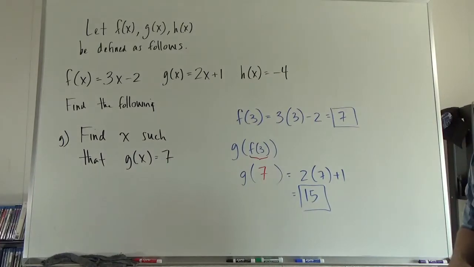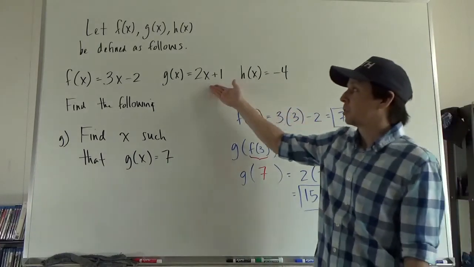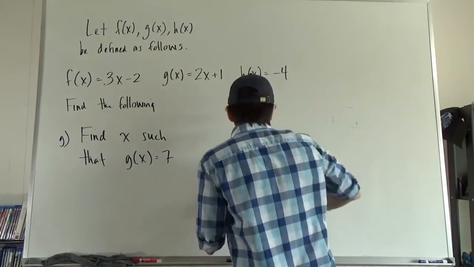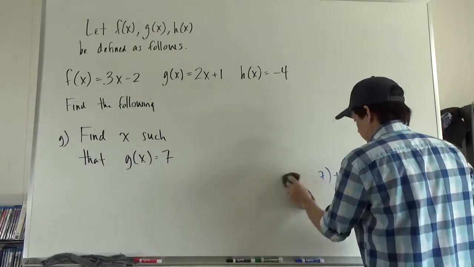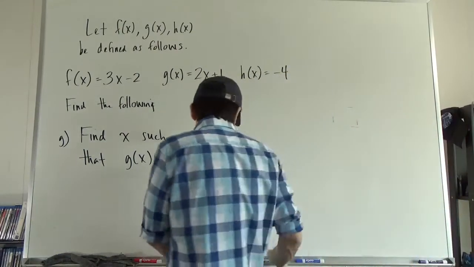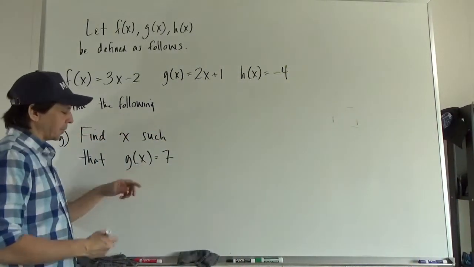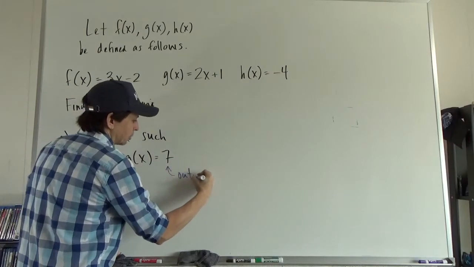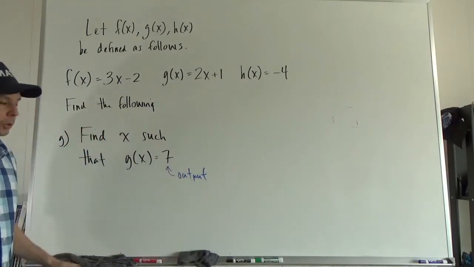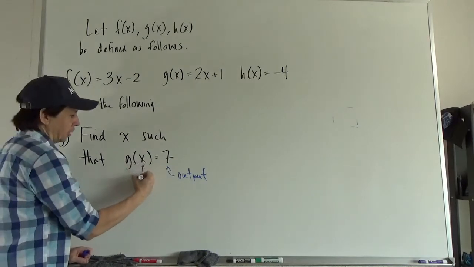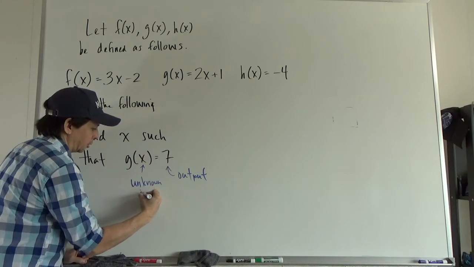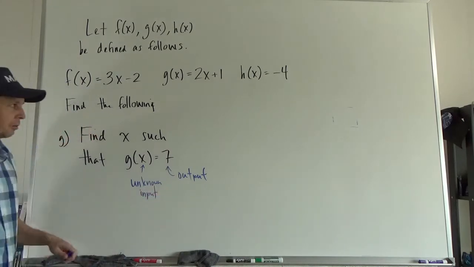Okay, this is a new type of problem. It's still basically the same function definitions, but we are not doing g of 7. We're doing g of some unknown, and we want it to equal 7. 7 is the output. I don't know what the input is. Input is unknown. And I need to figure out what input will give me an output of 7.